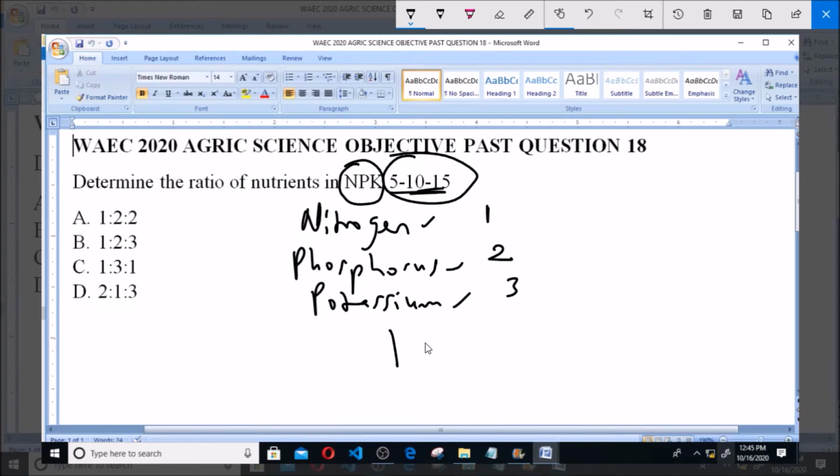So in ratio form, that would be 1:2:3, and 1:2:3 is option B. So option B is the correct answer to this question.